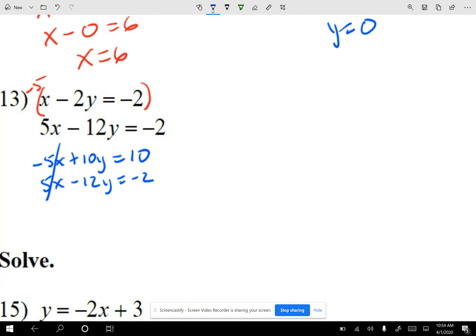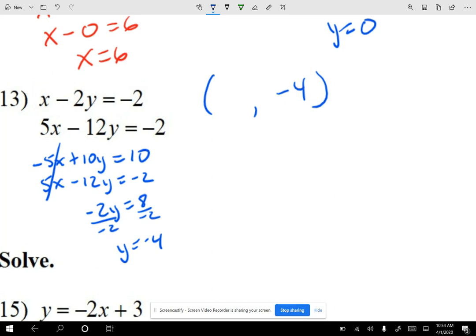Now 10y minus 12y is equal to negative 2y. 10 minus 2 is 8. Let me divide each by negative 2. So y equals negative 4. So I know half of my answer. I know my y value. Remember, I have to answer them in alphabetical order. Now let me solve for x.